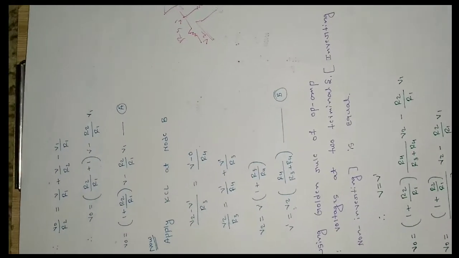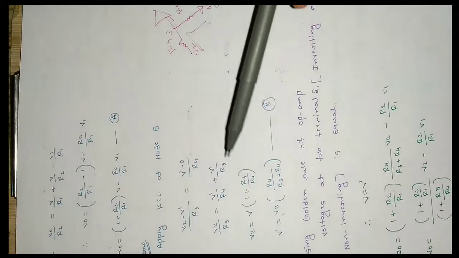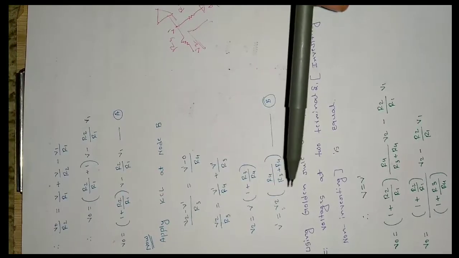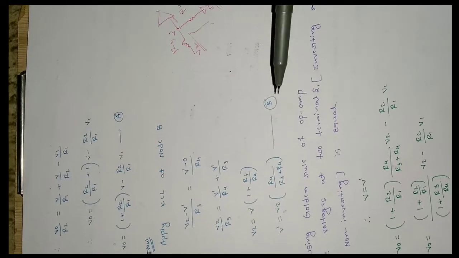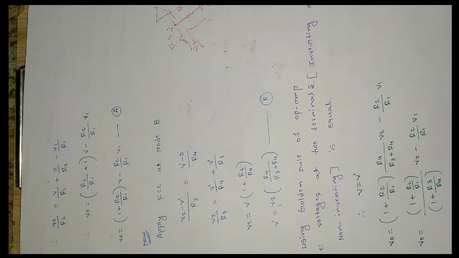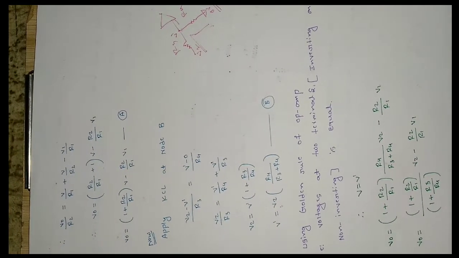Let us try to simplify this one. V2 by R3, take V dash to one side, take it as common, then V dash will be equal to V2 into R4 by (R3 plus R4). This equation we will get. Now using the golden rule of operational amplifiers, the voltage at the two terminals, inverting and non-inverting, is equal.